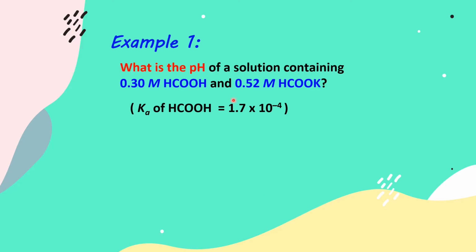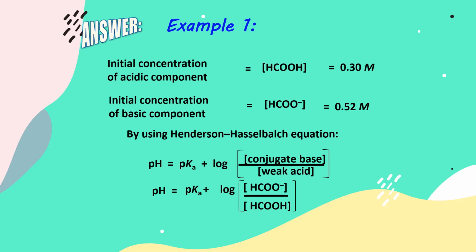Now let's check example 1. What is the pH of a solution containing 0.3 molar HCOOH and 0.52 molar potassium methanoate? Okay, this is methanoic acid. Ka is given. So let's check. We have to analyze the question. First, the initial concentration of the acid compound is 0.3, and then this is the concentration for the conjugate base, or the salt, which is 0.52 molar.